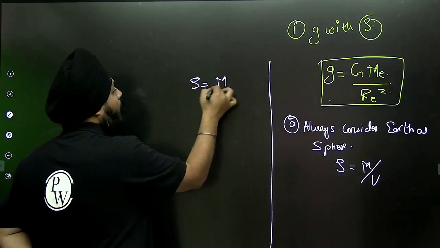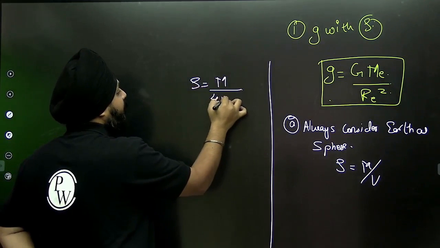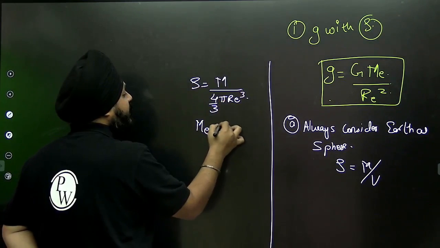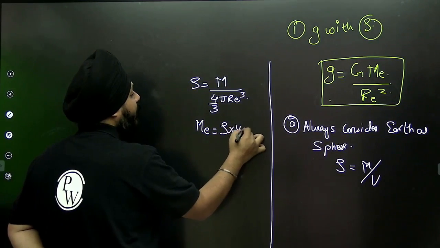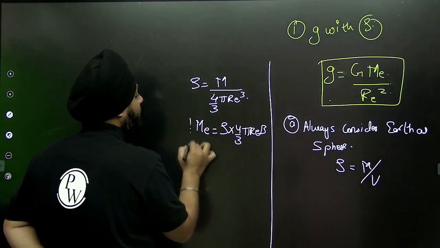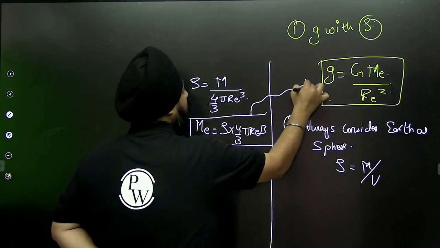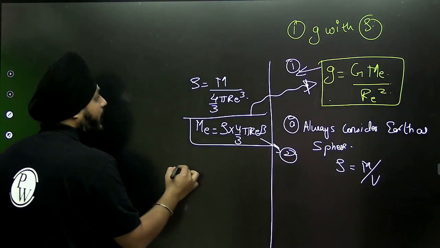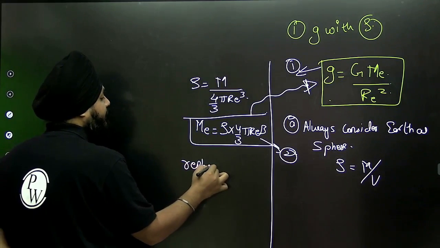Suppose the volume of the sphere is given by 4/3 pi r_e cubed. So the mass of Earth is density times 4/3 pi r_e cubed. Can I consider this as equation number 1? Can I consider this as equation number 2? Replacing 2 in 1.